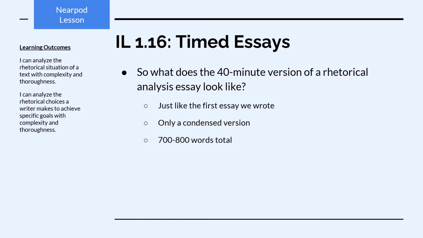We started off our year in our study of rhetorical analysis by writing an essay over the course of 72 hours. And so that, of course, is not going to look much like what a 40-minute version looks like. So what does a 40-minute version of a rhetorical analysis essay look like? Well, it looks like the first essay we wrote. It's just a condensed version of that. Whereas a lot of you are writing upwards of 1,500 words, this is going to be about 700 to 800 words because that's just the maximum that most people can write given the amount of time you have.